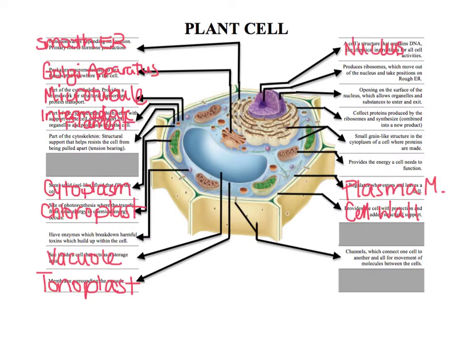The other part of the cytoskeleton, next one down, structural support that helps resist the cell from being pulled, is called an actin filament. And you'll hear a lot about actin filaments, especially when we talk about muscles. Actin and myosin, very important little features.